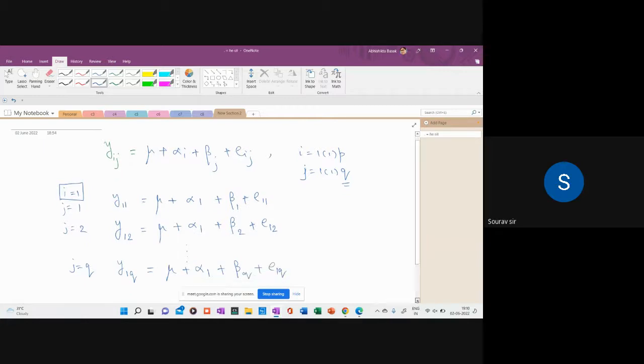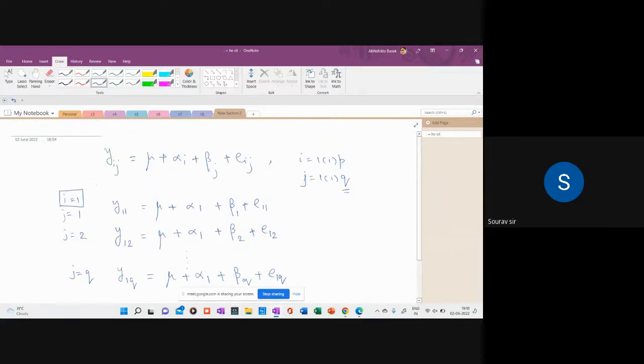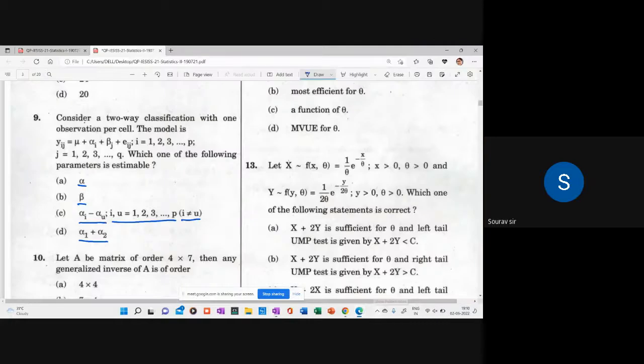So what varies over here? I am varying j, fixing i at 1. I can do the same thing fixing i at 2, i at 3, and up to i at p. In this way, I am going to get the whole data set. It's impossible to write the whole setup, so I'm just showing it for one case.